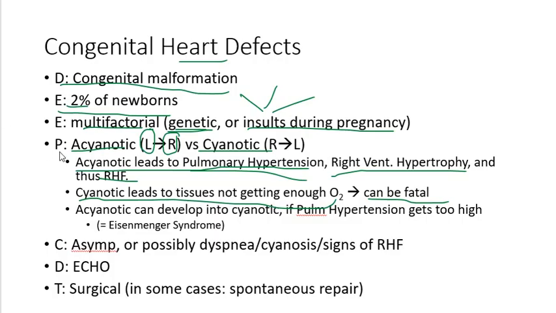So that's the acyanotic, cyanotic. That is there. I've scribbled so much, man. There's all this going on here. One point here is that the acyanotic disease can actually develop into a cyanotic disease if the pulmonary hypertension gets too bad. This is called Eisenmenger syndrome.